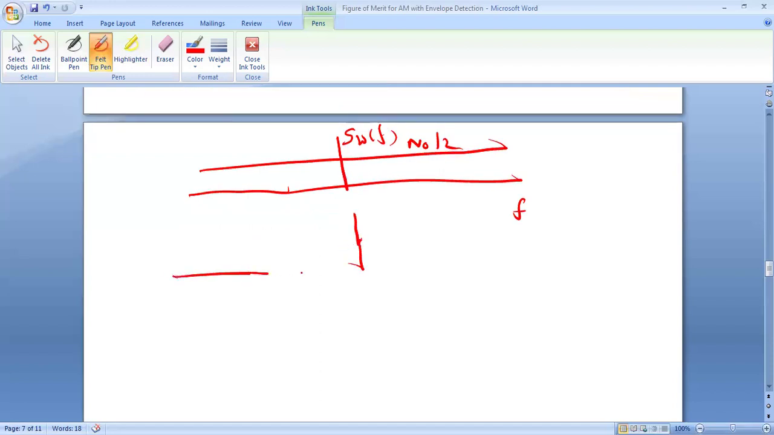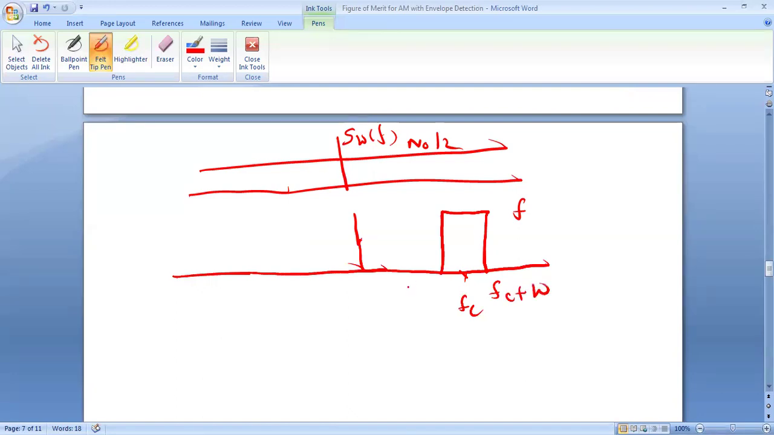The output of the IF section will be a narrowband noise that is centered at FC, right? The output of the IF section will be narrowband noise, FC plus W, okay, yeah, this is minus FC plus W, minus FC minus W.